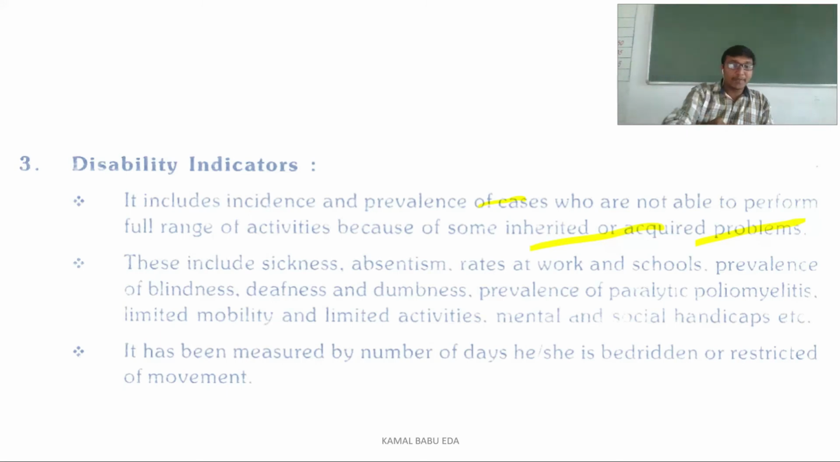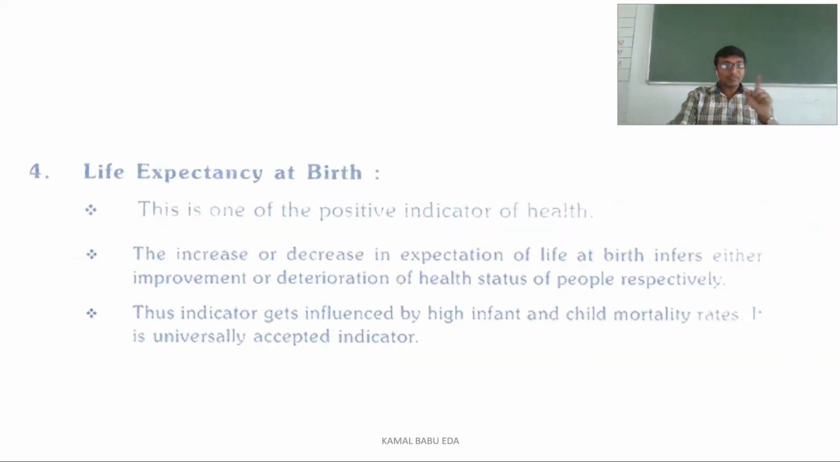It is measured by the number of days he or she is bedridden or restricted in movement. So this is the disability indicator. It means that whenever the person has some kind of disease, he is bed rested, so he is unable, he is disabled from doing his work. So how many people are there? That is what we call the disability indicator. Hope you are understanding. And next we'll see the life expectancy at birth.